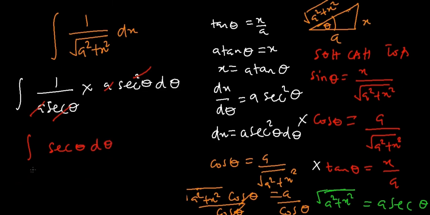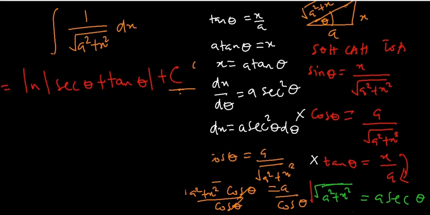But I know the integral of sec theta will be equal to ln of sec theta plus tangent of theta plus the constant c. Okay, so this is what we have now. But since our answer was given to us in terms of x, the solution must be in terms of x. So let's rewrite the solution so that it will be in terms of x.